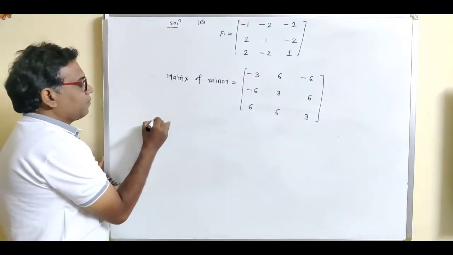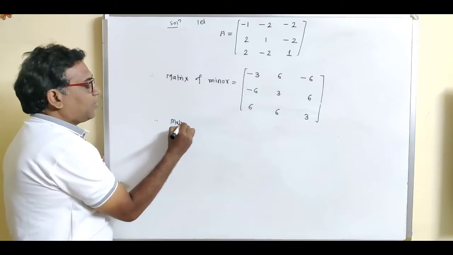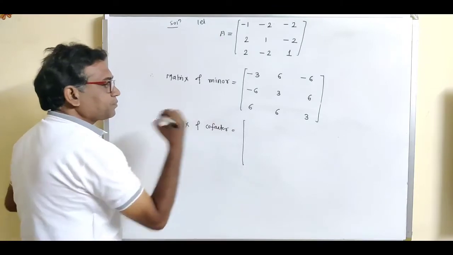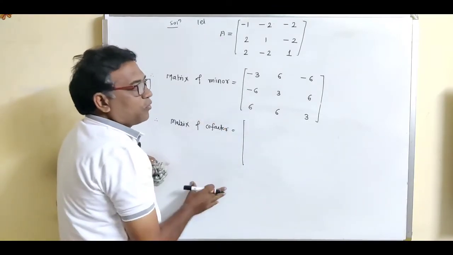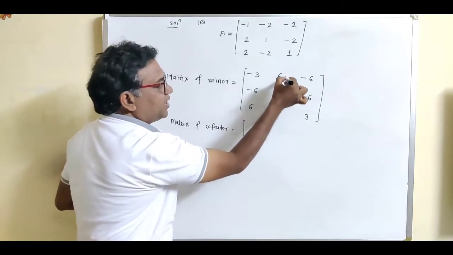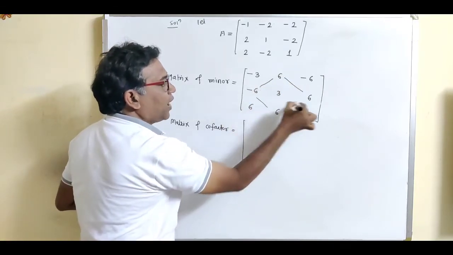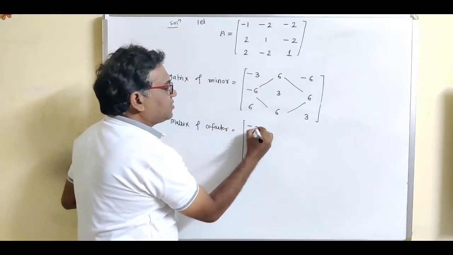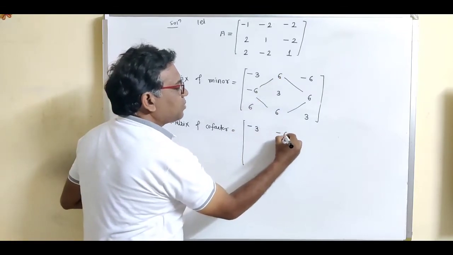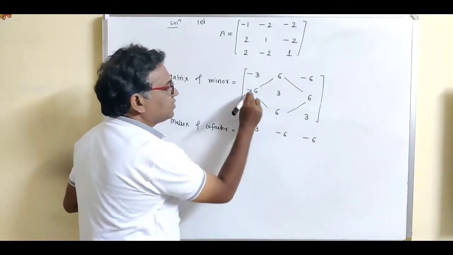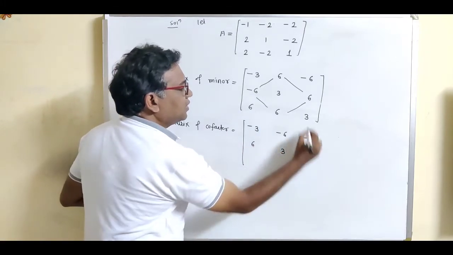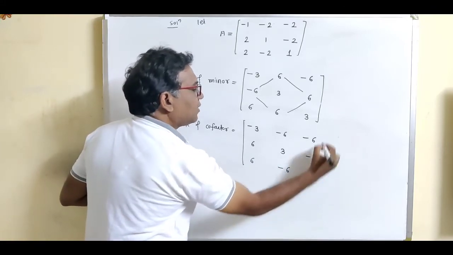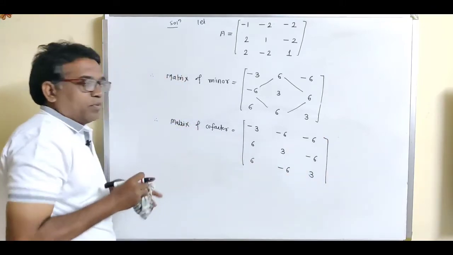Now what is the second step? From the matrix of minors, find out the matrix of cofactors. So see how to get the matrix of cofactors. Just change the sign of these 4 elements. It is the matrix of cofactors. So first element, as it is, minus 3, change the sign means it is minus 6. This element, as it is, change the sign means it is 6. 3, change the sign means it is minus 6. As it is, change the sign means it is minus 6 and as it is. So this is the matrix of cofactors.